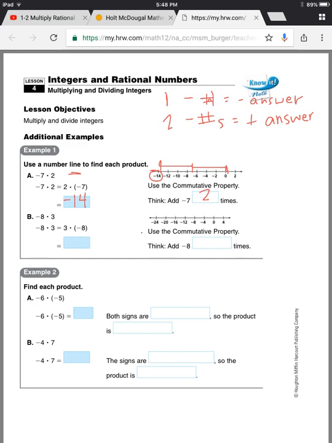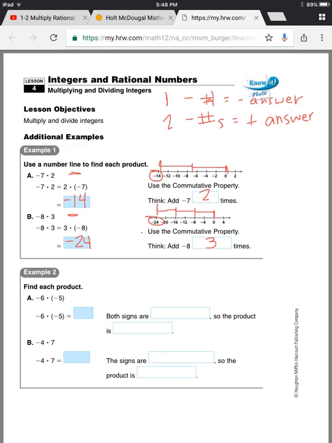So, negative 8 times 3, one negative, so it's a negative answer. You can also say that's 3 times negative 8 because of the commutative property. So you could add negative 8 three times. You could start at 0, go left to negative 8, go left 8 more to negative 16, go left 8 more to negative 24. Or you can say, 3 times 8 is 24. And I know it's negative because there's one negative sign.